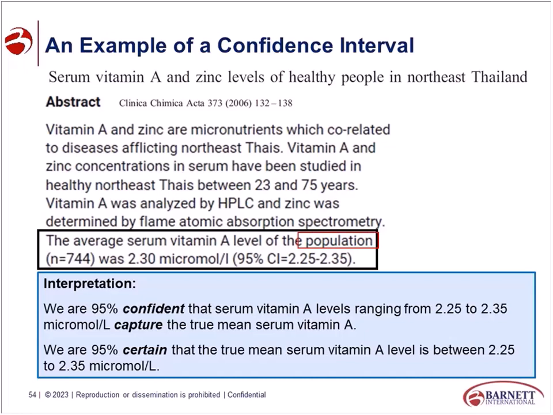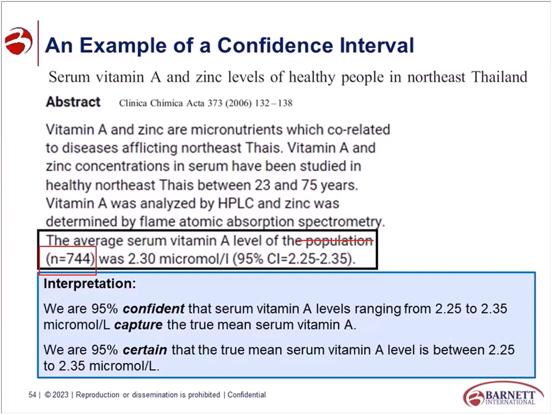I warned you, people misuse this phrase. Not everybody in northeast Thailand had their vitamin A levels measured. Man, that's impossible. Not everyone. But, so the correct phrase here would have been the average serum vitamin A level of the sample, right? You know, northeast Thailand does not have 744 people. It's much larger than that. It probably has millions. So you notice how these authors have misconstrued the truth already by calling it a population.